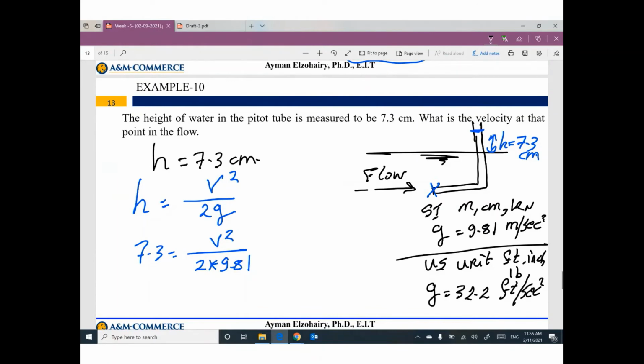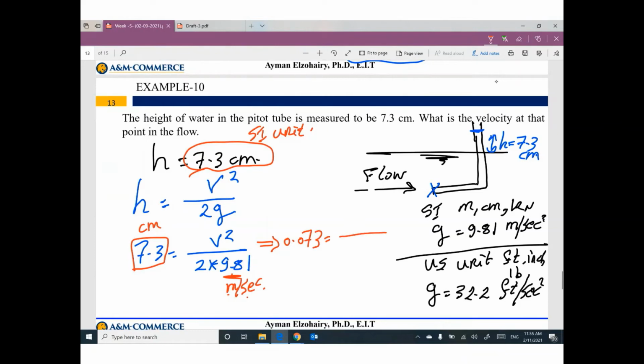So be careful, because the height is given here in centimeter. So we are talking about SI units, so the value of g will be 9.81 meter per second squared. We have a big issue here because this value is in meters and this height is still in centimeters. So what should I do? I need to convert one to the other. So I will convert 7.3 centimeter to meter by dividing by 100, equals V squared divided by 2g.